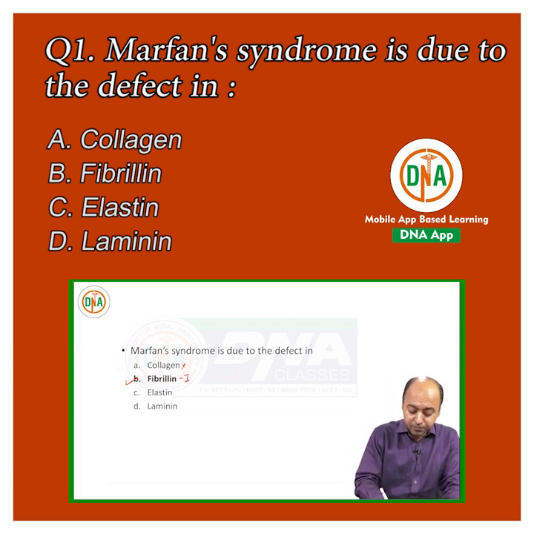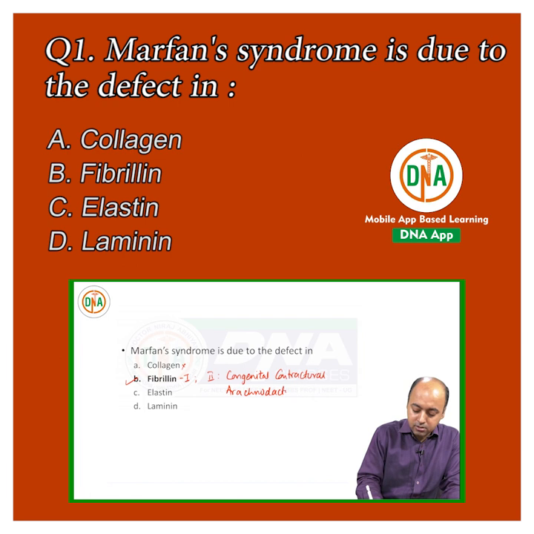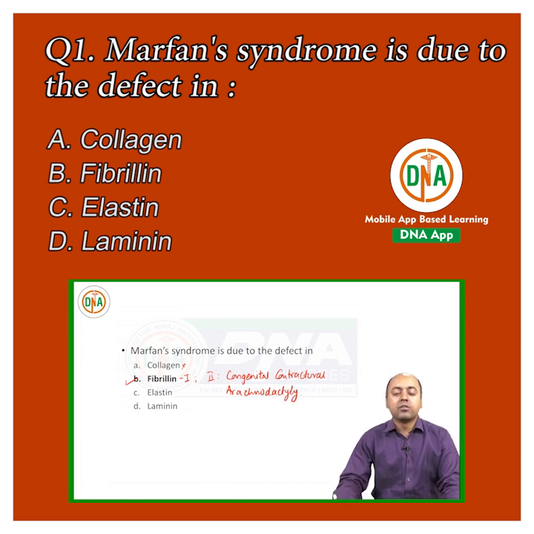There is another fibrillin, type 2, which is defective in congenital contractural arachnodactyly. This question has been asked twice. You should know the answer. In fibrillin type 2 defect, we get congenital contractural arachnodactyly, whereas in Marfan syndrome, fibrillin type 1 is defective.